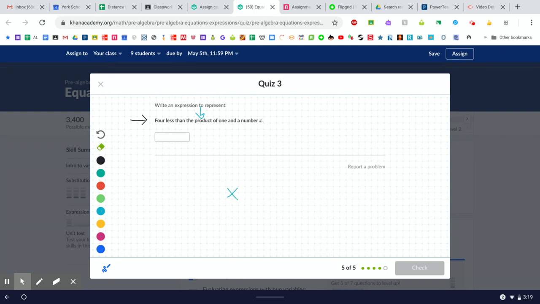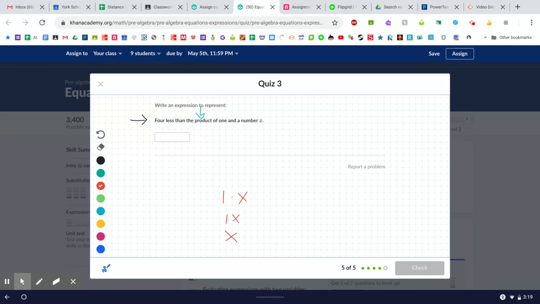Or, you know what? Even better, I'm going to do the algebra symbol for multiplication, times. Okay, so 4 less than the product of 1 and a number x. So 1, and so it's 1 times x. But you know what, though? In algebra, we don't write 1 times x like that, do we? It's not even 1x. It's just x, because 1 times x is just x. So the product of 1 and x is just x.